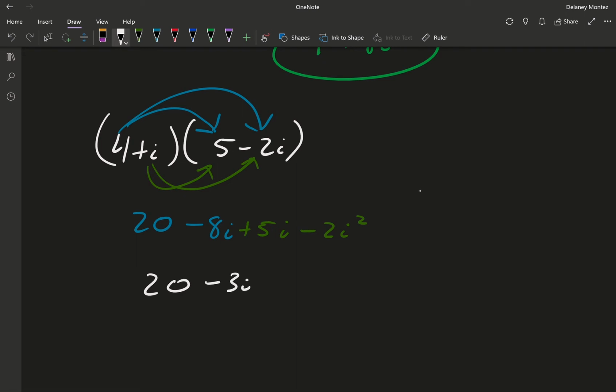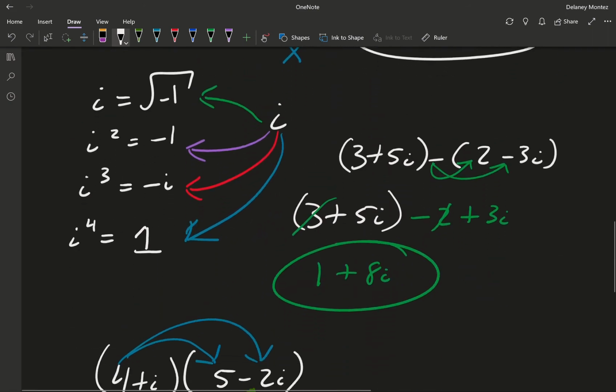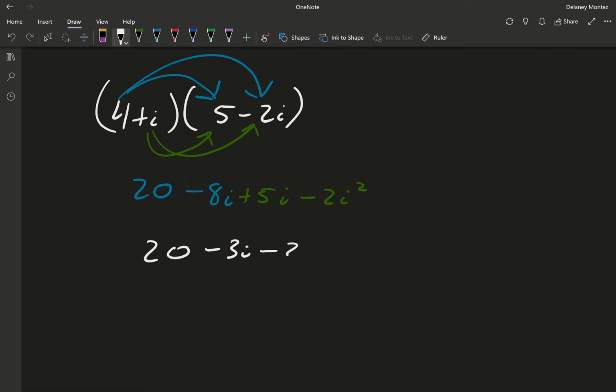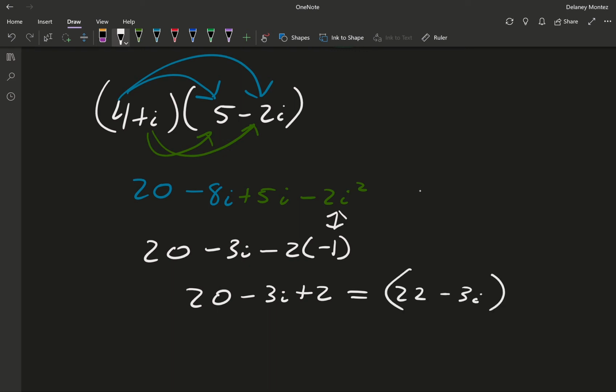Okay, so what's our i squared? Remember, i squared, if we look at our chart, is just negative 1. This is going to be negative 2 times negative 1, right? Because that's all this is here. So now what we'll do is 20 minus 3i plus negative 2 times negative 1 is plus 2, right? So now what we have to do is add up more like terms, so you get 22 minus 3i. That would be your answer from this, right? So this whole thing here is going to be that when we simplify.